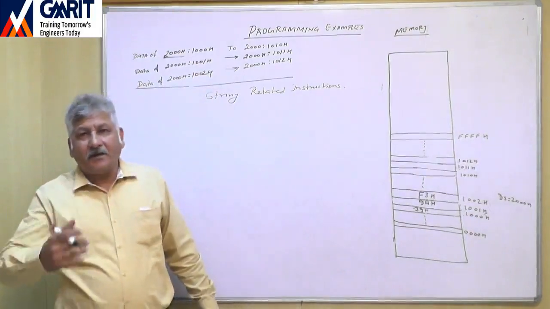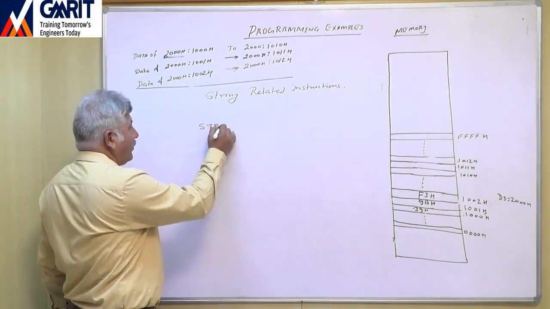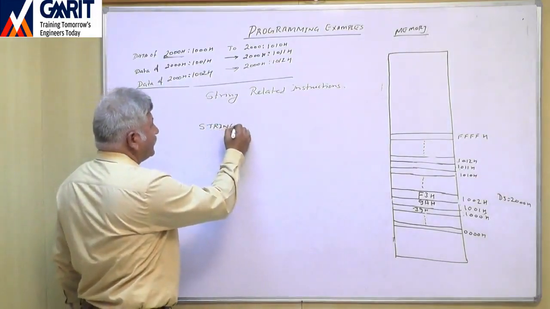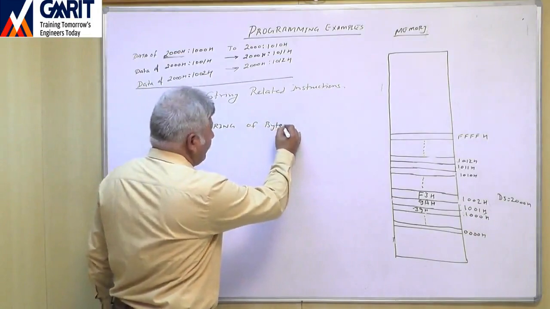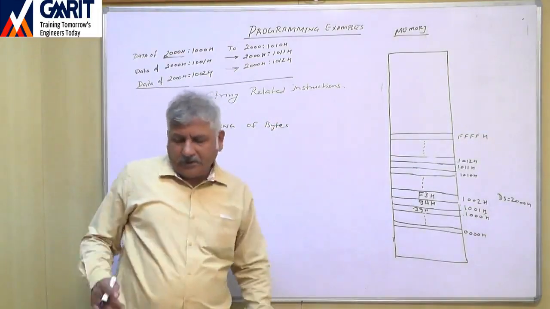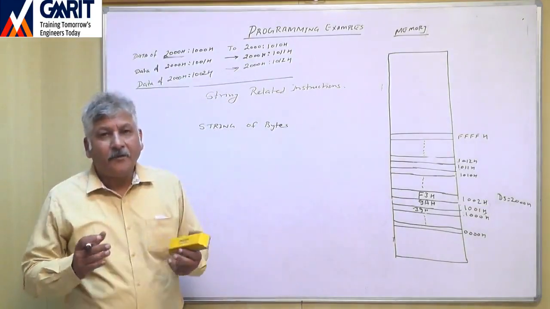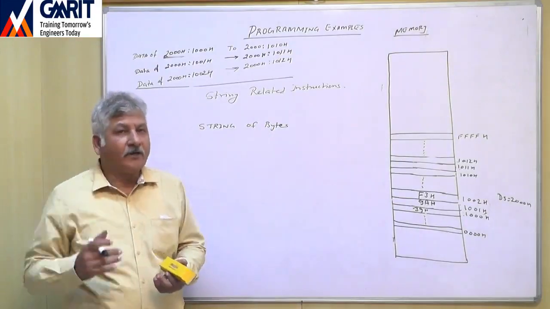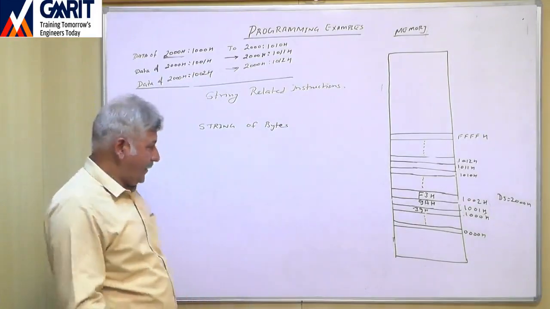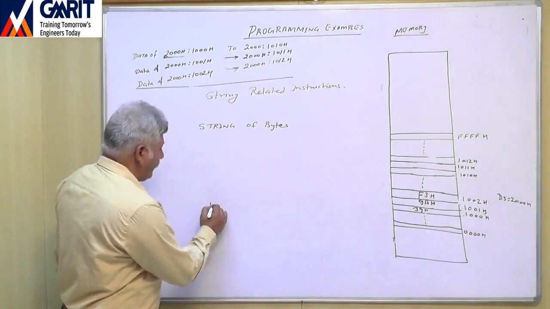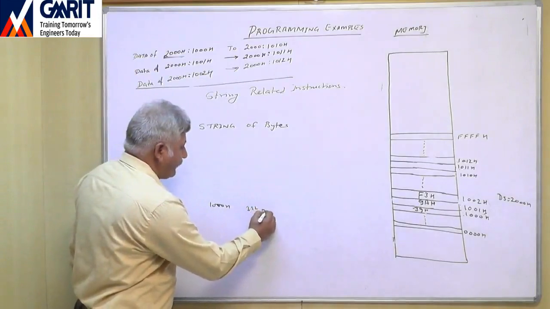So what is a string? If we say string of bytes, it means that if we store bytes or 8-bit numbers in consecutive memory locations, then those bytes are called a string, right? For example, from the offset 1000H, we have the first byte.